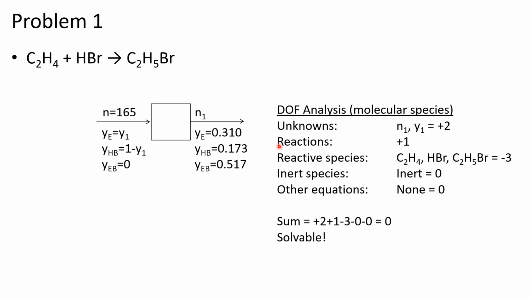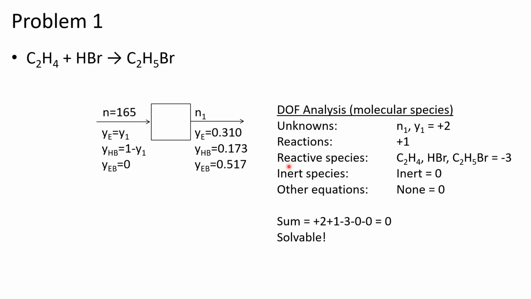Next, we'll count the number of independent reactions. When there's only one reaction, the number is 1. If we had 2 or more, we'd have to determine if all of them are independent. So we'll have 1 in terms of the number of independent reactions in our table.